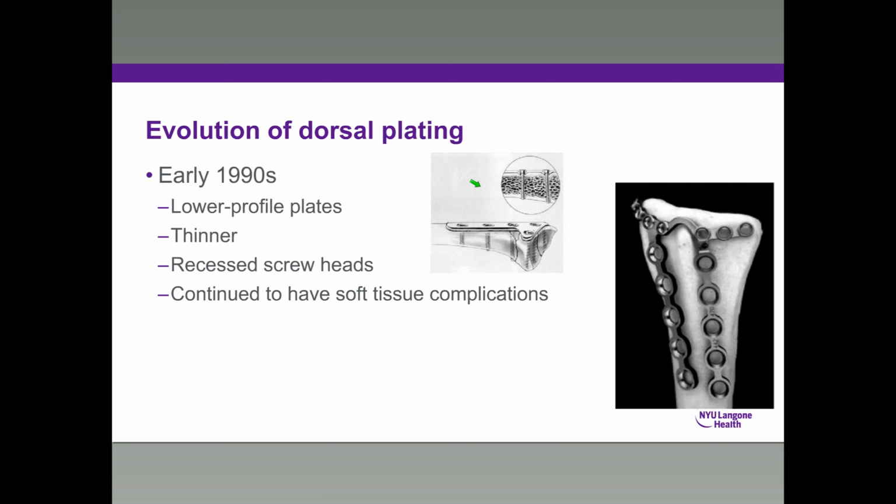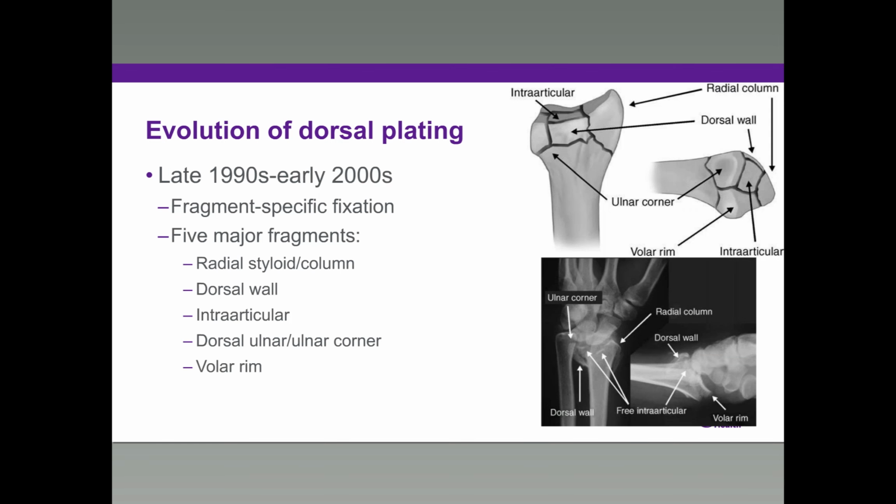And then other types of plates took up a little less surface area, but they still tended to have soft tissue complications. Then in the late 90s and early 2000s, people started moving more towards fragment-specific fixation. This is based on the concept of there being five major fragments in the distal radius.